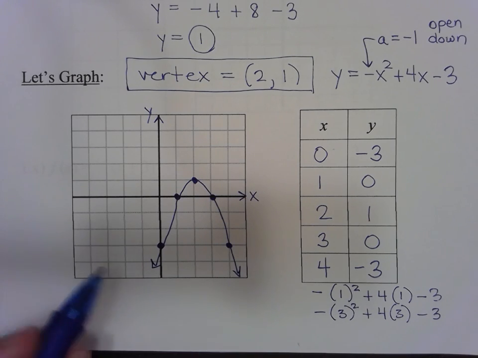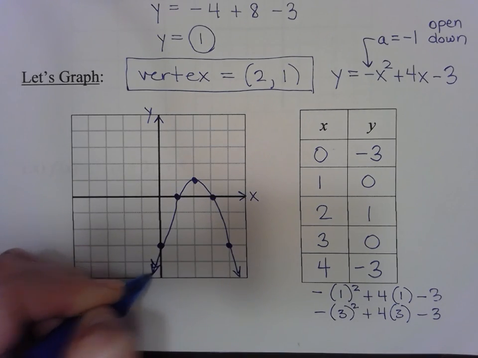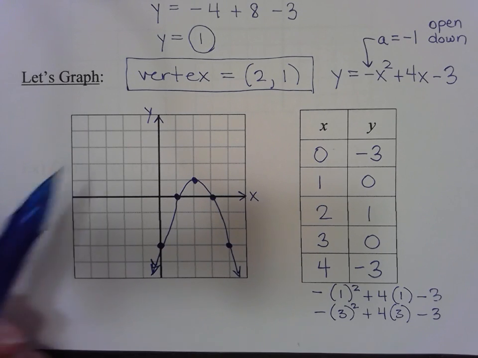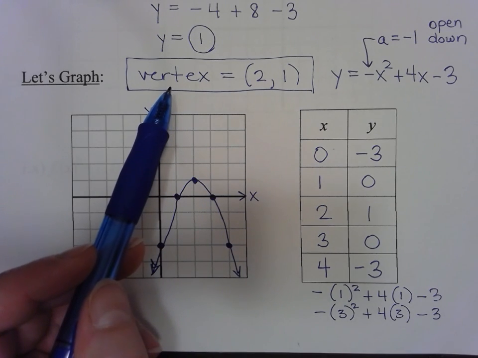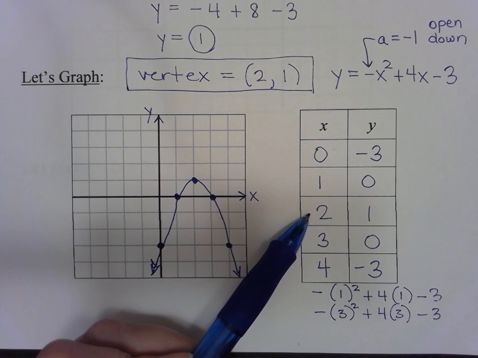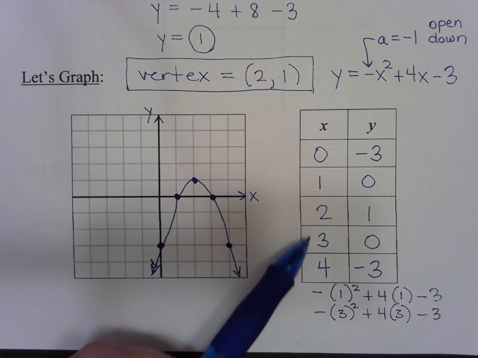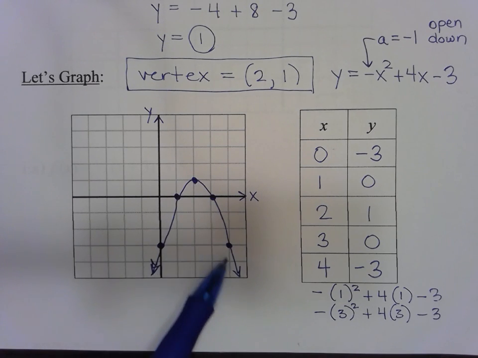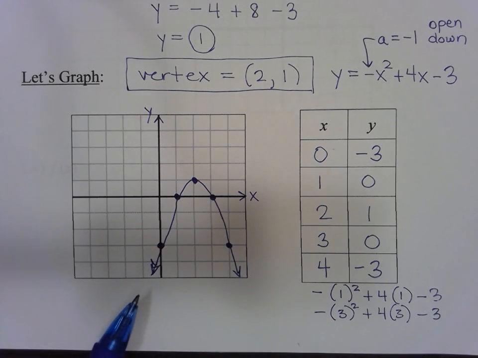Okay, so the process for graphing a parabola is going to be the same every time. How we find the vertex might be different, but we're always going to put the vertex in the center and pick x values around it. So I get both sides of this bowl shape.